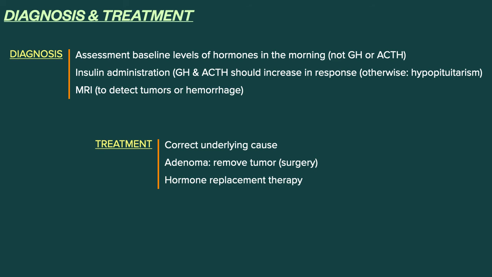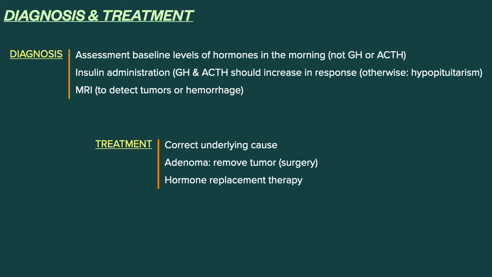So the diagnosis of hypopituitarism is usually done by first assessing baseline levels of the hormones in the morning, which accurately measure all the pituitary hormones except for the growth hormone and adrenocorticotropic hormone, because those hormone levels are more variable throughout the day. Next, it's helpful to see how hormone levels change in response to a substance that should stimulate hormone release. For example, administering insulin should cause a drop in blood sugar, which in turn stimulates the release of growth hormone and adrenocorticotropic hormone from the anterior pituitary. If these hormone levels remain low, despite stimulatory effects of insulin, it may indicate hypopituitarism.